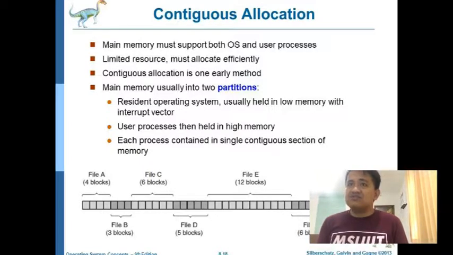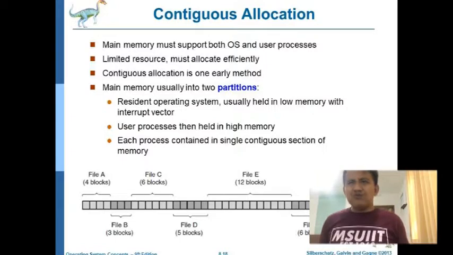Contiguous allocation is one of the early methods wherein the main memory is usually divided into partitions. The first partition is the resident operating system, usually held in low memory with the interrupt vector, and the user processes are then held in high memory. Third, each process is contained in a single contiguous section of memory.